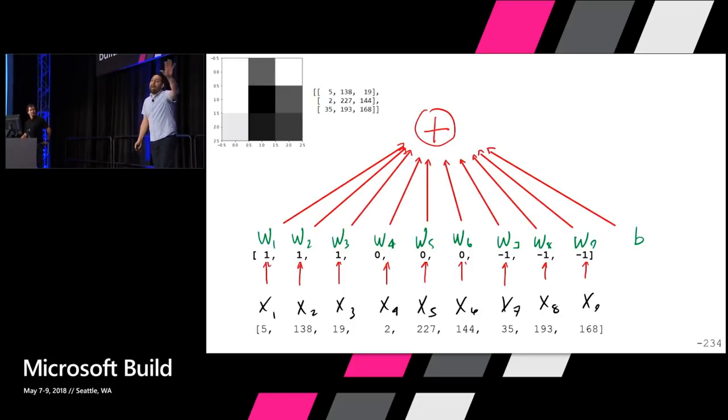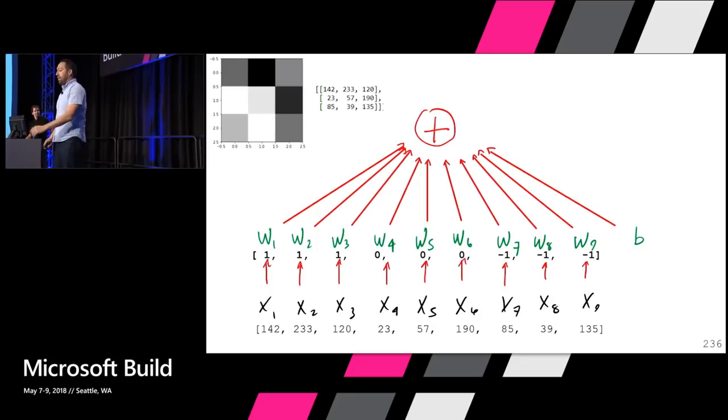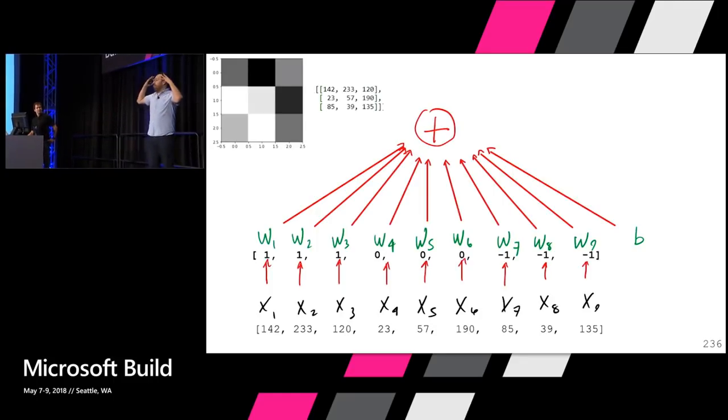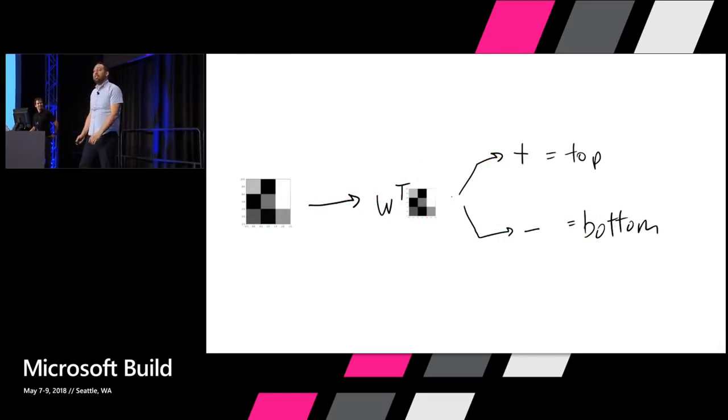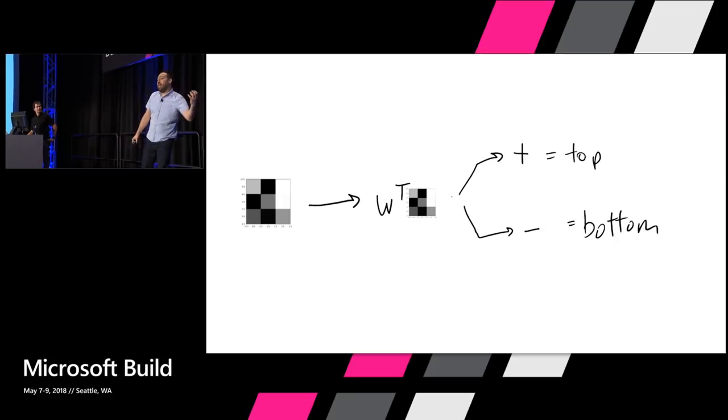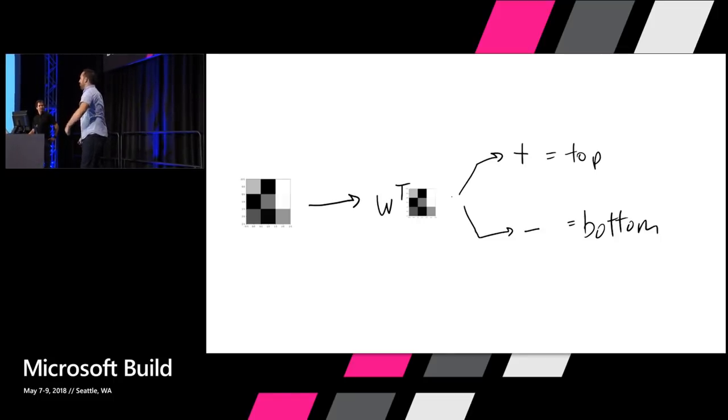But let's see. We've got to go back to the first one because we want to see if it still works, and it turns out that it does. Do you see what I did there? I, with my own brain and you together, came up with W's that will solve this problem, right? And so now we have a tiny machine where we have this W with ones at the front, negative ones at the end, that if we feed any 9-pixel image, we'll be able to predict top or bottom.